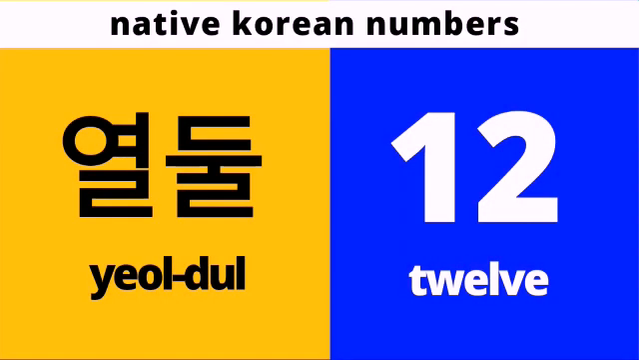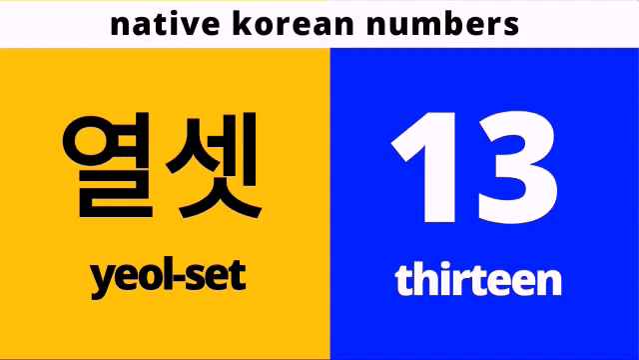Next, the native Korean version of 12 is YOL 둘. YOL represents the 10th place, which is 10, plus the 1st place, which is 2. So, YOL is 10, 둘 is 2, and that is 10 plus 2, 12. Next is number 13. The native Korean version of this is YOL 셋. YOL is 10 and 셋 is 3. 10 plus 3 is 13. And that is why YOL 셋 is 13.